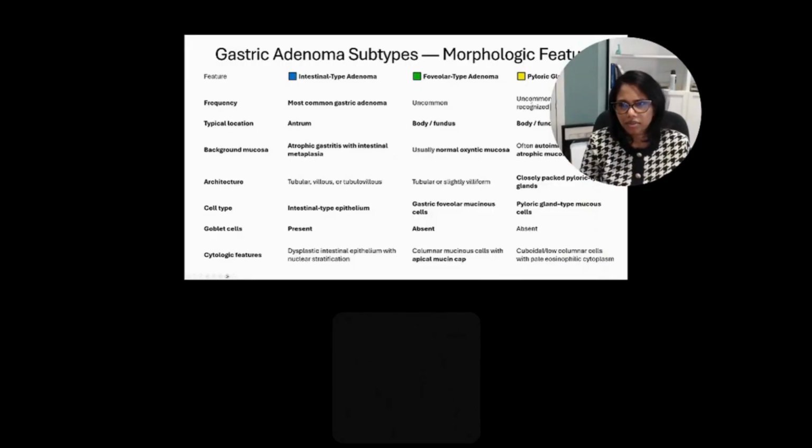And pyloric gland adenomas are somewhat uncommon. We don't see them that frequently. Of course, it depends on what sort of practice you have, but it's still relatively uncommon, though it's becoming increasingly recognized. It's more commonly seen in the body or fundus. It may be associated with autoimmune gastritis or just atrophic mucosa, and it's characterized by closely packed pyloric type glands, and you don't have intestinal metaplasia again. The cells are usually cuboidal or low columnar with pale eosinophilic cytoplasm.